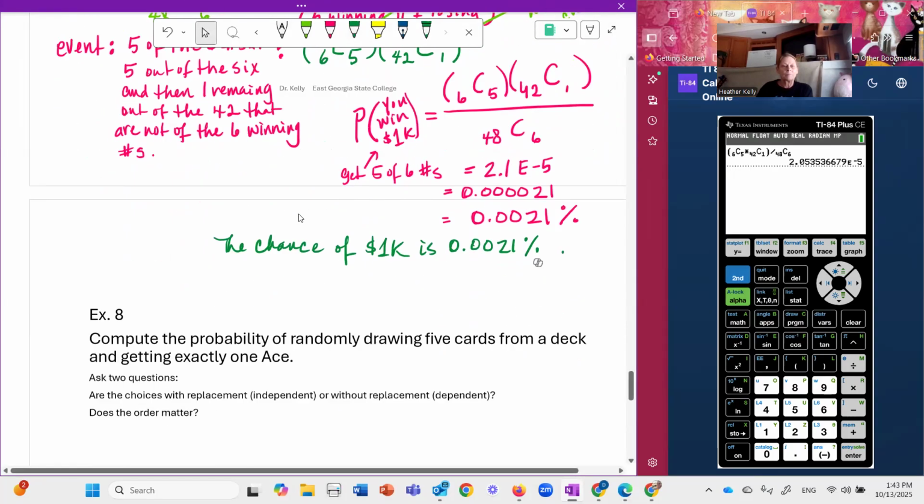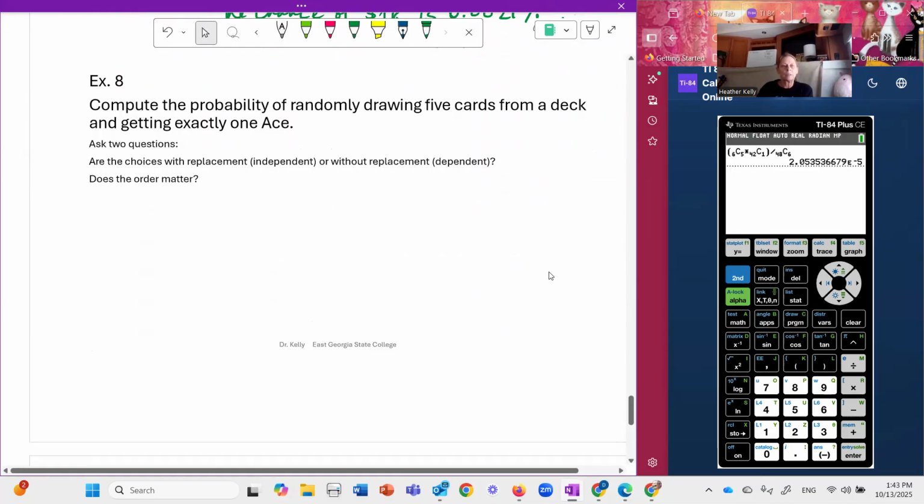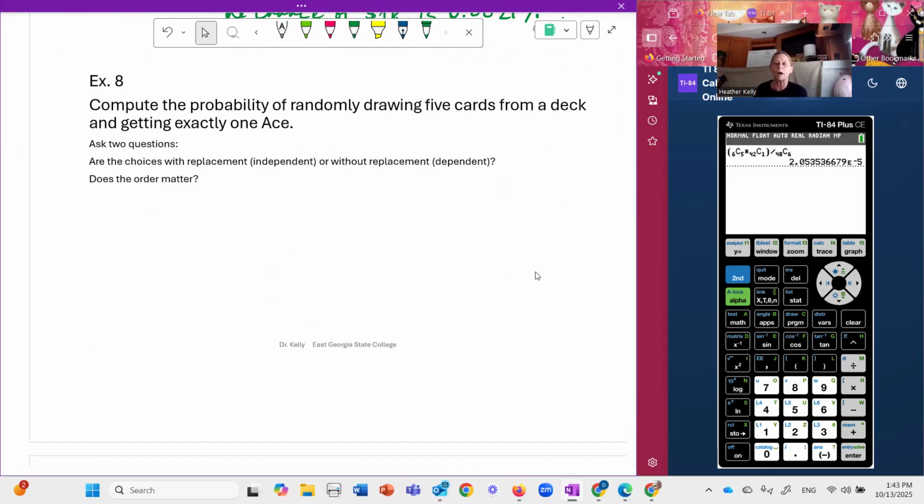All right. Let's apply that kind of thinking to another problem here. Compute the probability of randomly drawing 5 cards from a deck and getting exactly 1 ace. Okay, so does the order matter? No.